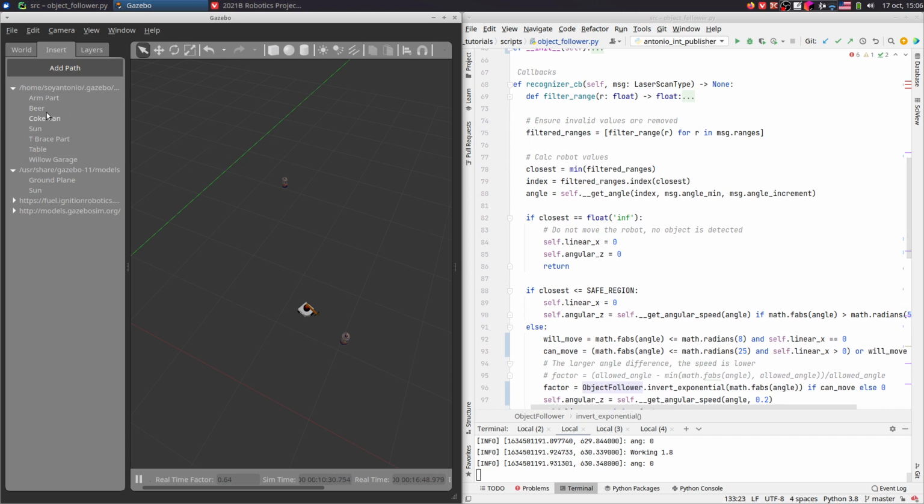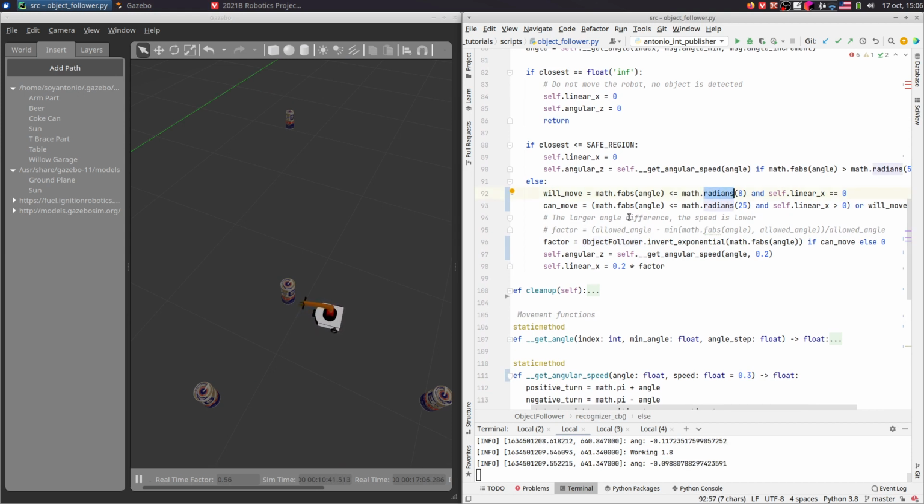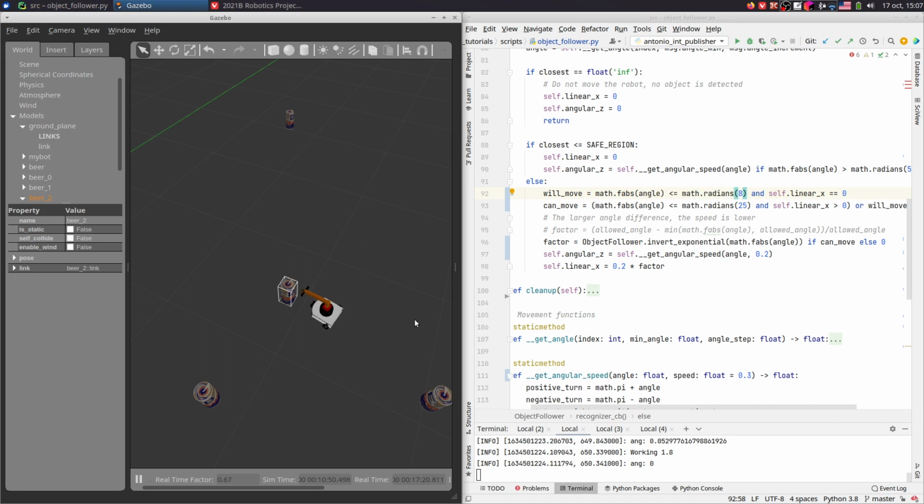Let's play this, right here. It should start moving. As you can see, it starts to move to the closer direction. If it was stopped, it needs to be within a difference range of 8 degrees, and if it is within that range, we can start moving, and that's all. If we are already moving, we can have a tolerance of 25 degrees.